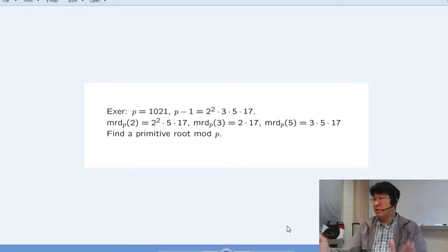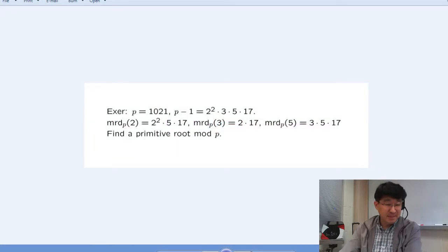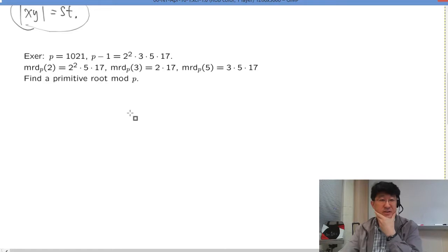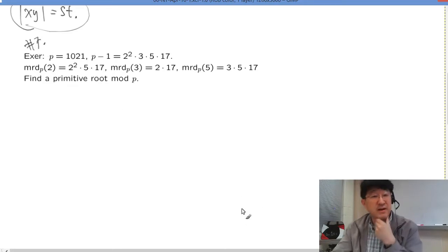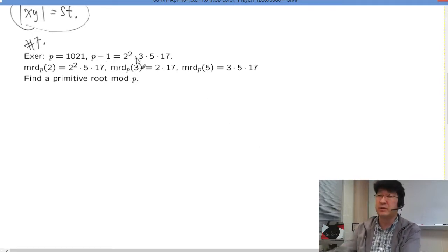All right, here's your ultimate challenge today. What is the exercise number? 7. Use those two things that you learned and answer this question. P is 1021, a prime number. And P minus 1, why P minus 1? Why am I looking at P minus 1? Right, phi of P. That factors like this: 2 squared, 3 and 5.